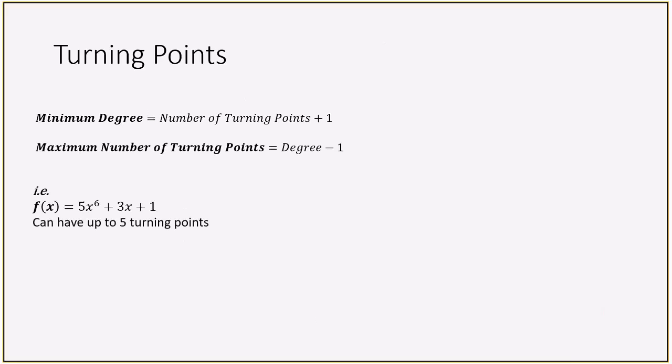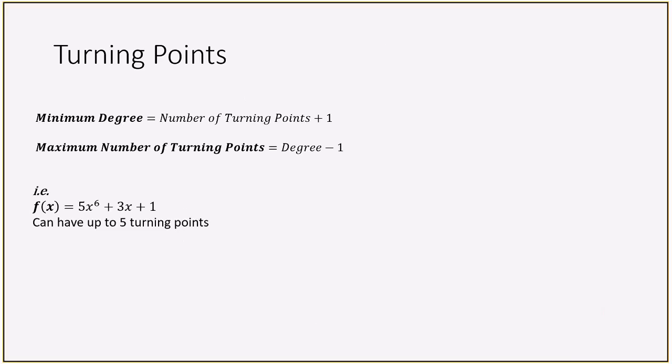So to see that in practice, if I'm just giving you a function, f of x equals x to the 6th plus 3x plus 1, well, the degree is 6. And so if the degree is 6, I can have up to 5 turning points. Using the second property, degree minus 1 will get me my maximum turning points.